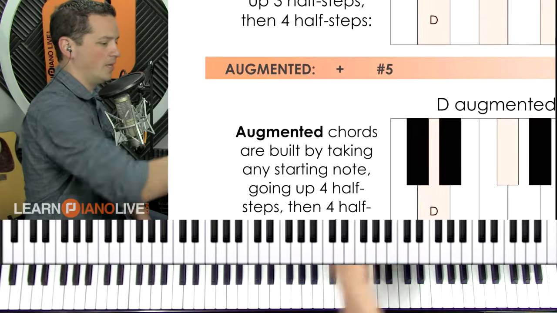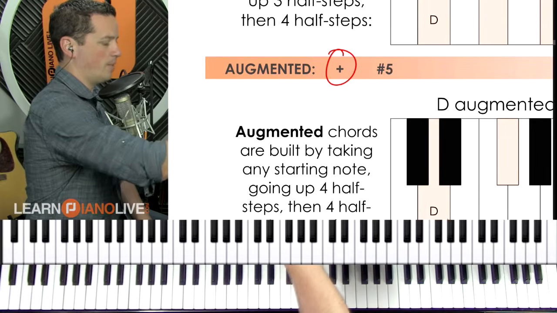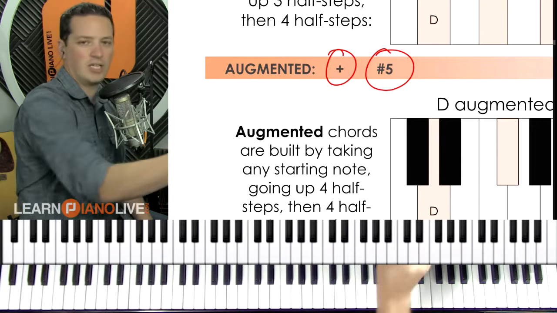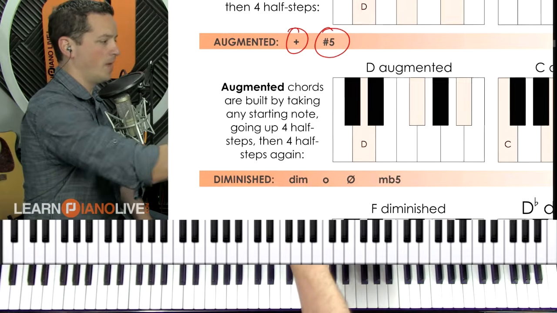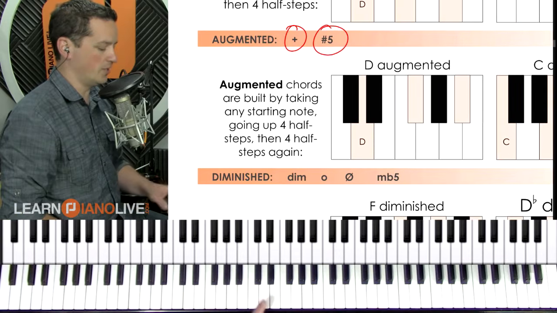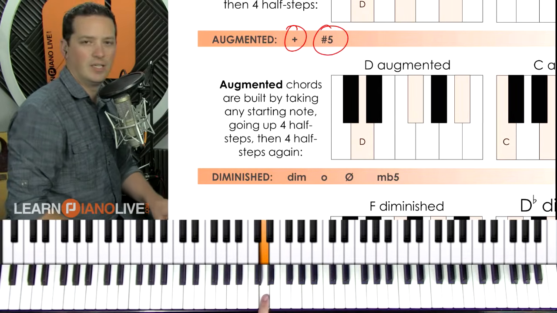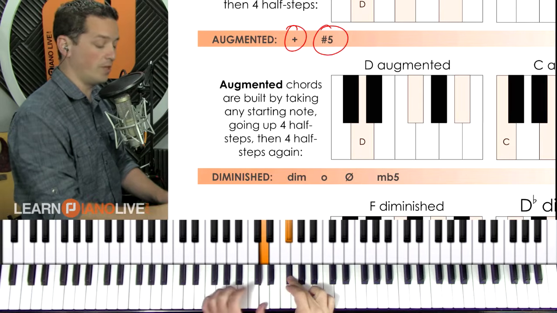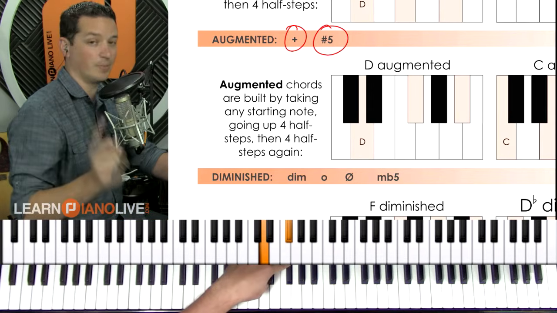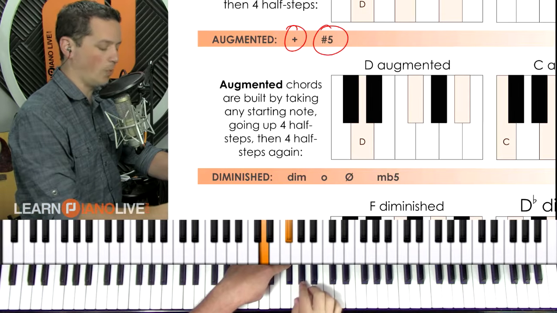But augmented can either be signified with a plus sign, or sometimes it'll say sharp 5. Those mean the same exact thing. They mean augmented. And all we're going to do is start on D again. We'll go D, that's our root, and then we're going to go +4, just like we did for the major chord. And then instead of +3, we're going to go +4 again.